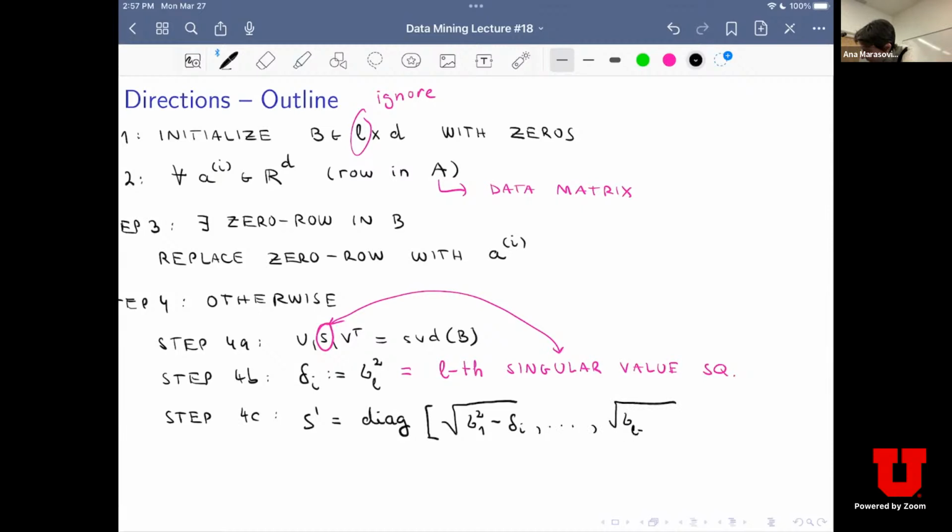So we'll have sigma_(L-1) squared minus delta_i. And then if we now put the last one, sigma_L squared minus delta_i, because delta_i has been defined as sigma_L squared, this term here is always going to be 0.